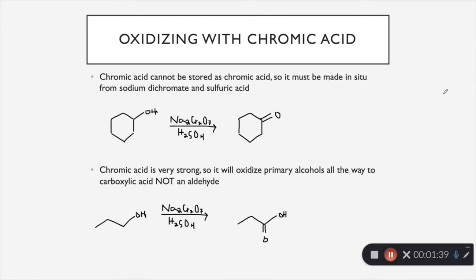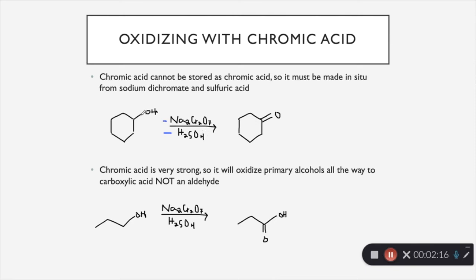So here is the first reagent, and this reagent is called chromic acid. Chromic acid actually cannot be stored as chromic acid, so it is made in situ, and what in situ means is that it is actually formed while you are performing the reaction. So if I were in a lab and I was using chromic acid, I wouldn't pull out a bottle that says chromic acid. I would actually be using two things called sodium dichromate and sulfuric acid, and while the reaction is happening, it actually forms chromic acid.